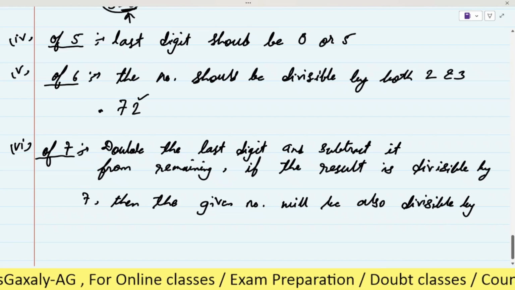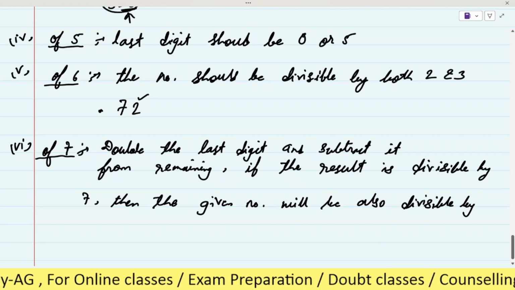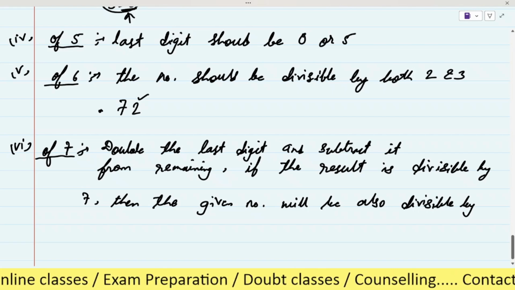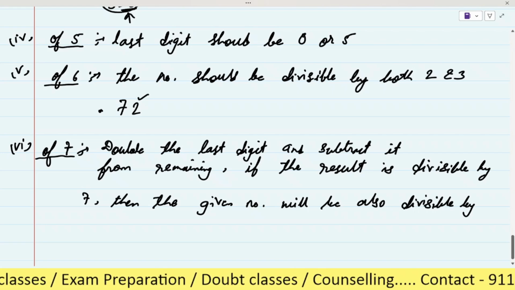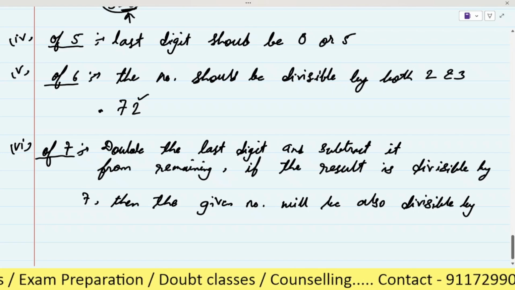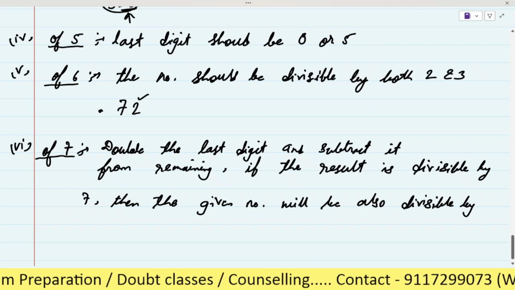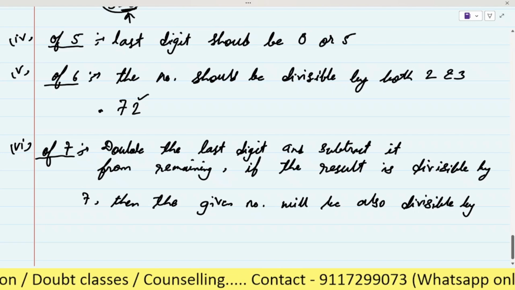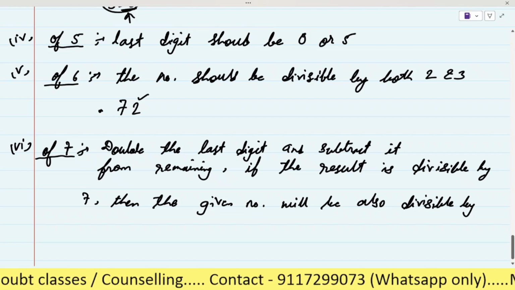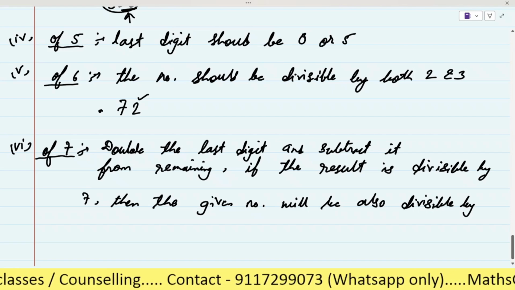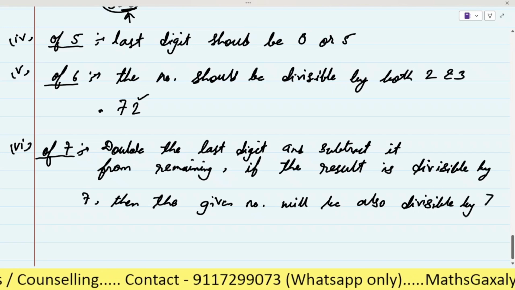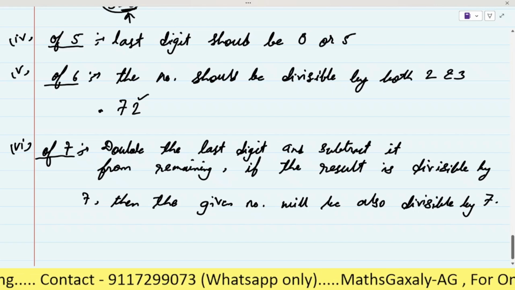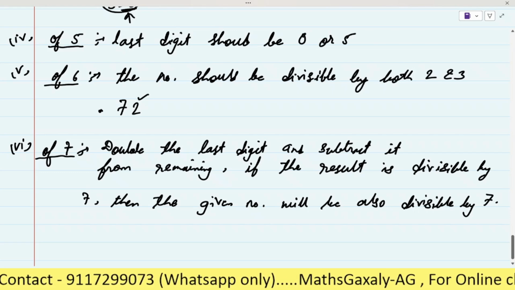Double the last digit and subtract it from the remaining. So the result will be divisible by 7. Then we can say that the given number will also be divisible by 7. Is it clear now? Do you want the example for it? Yes, sir.